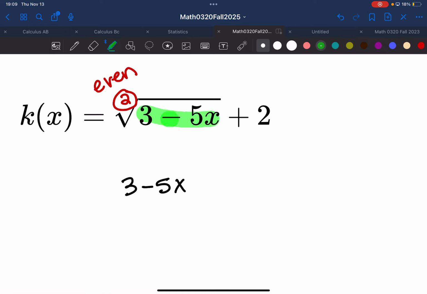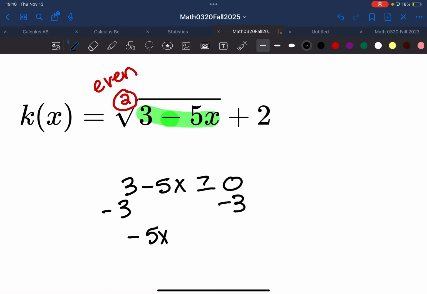And we are going to use what inequality after? Greater than. Greater than or equal to 0, right? Because we want everything in that radical to be positive, and that's why we write greater than or equal to 0. Okay, so then we just solve for x. So I'm going to subtract 3, and then I have negative 5x is greater than or equal to negative 3.